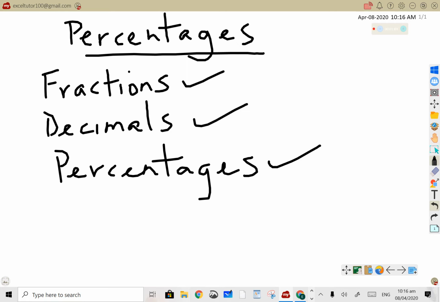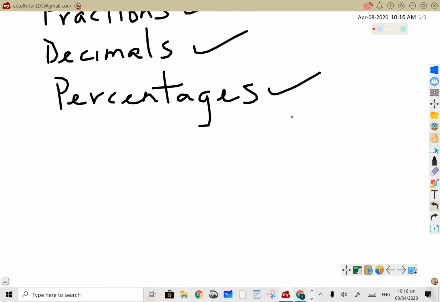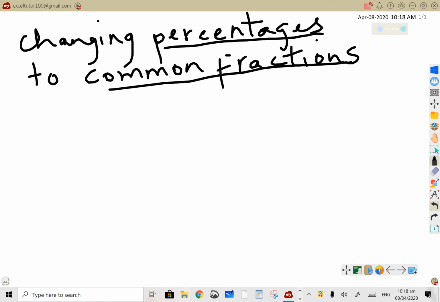Okay, so we are going to start with the basic steps in understanding the relationship again between fractions, decimals, and percentages. Now this tutorial will be based on the worksheet that you will eventually get in class. Now the first thing that we are going to take a look at is changing percentages to common fractions, right? So I'm going to show you a few examples.